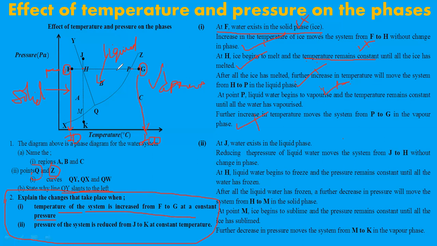After the liquid has been formed, further decrease. You say after all the vapor has liquefied. After all the vapor has liquefied, further decrease in temperature will move the system from P to H in the liquid phase. Very good.